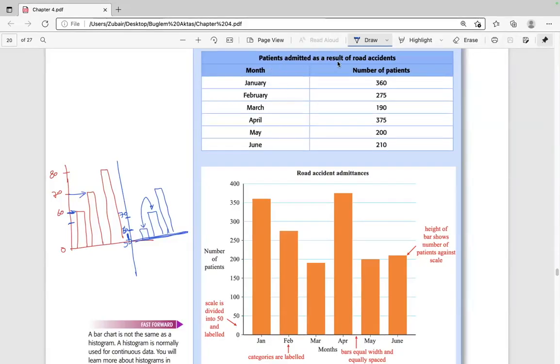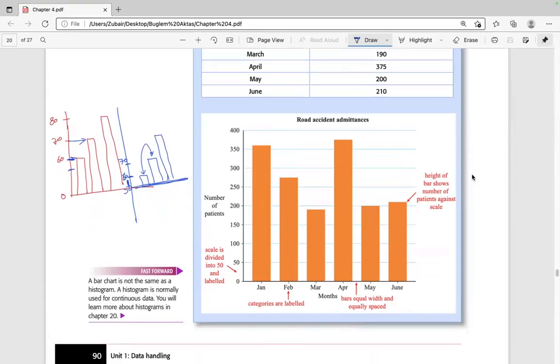Now, patients admitted as a result of road accidents, we have months and then number of patients. January, February, March, April, May, June, and there are ups and downs and heights are mentioned. So categories are labeled, bars are of equal width, they're starting from 0, and the axes are also labeled. Number of patients clearly. If suppose these were 50,000, we would have written number of patients times 1000. And we would understand we have to multiply every number by 1000.